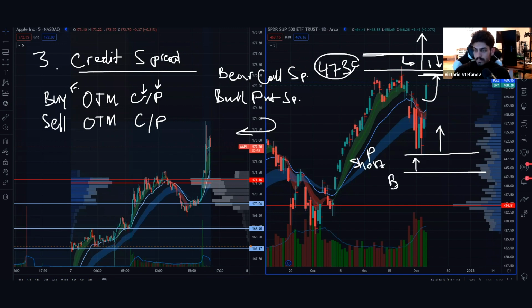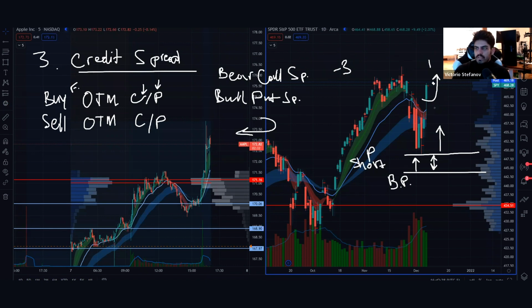If we buy a put, the potential loss is going to be the difference between these two minus whatever credit you've received. So for example, let's break this down. Let's use the put example. We're going to use the put example.